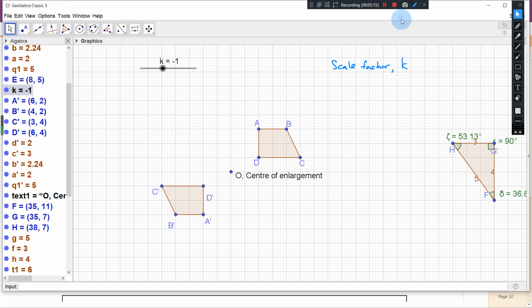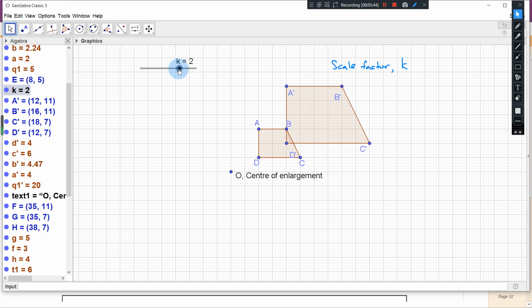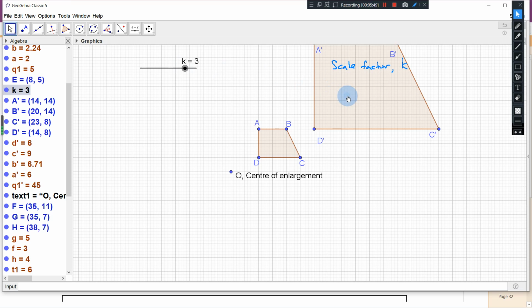Okay? Now, let's look at some examples. When this number is more than 1, it becomes bigger, right? Same side. The scale factor now is 1.5. It means that if you take this side length divided by this, you will get 1.5. You take this side length divided by this side length, you will get 1.5 as well. Okay, now it becomes 2, 2.5, and 3. It becomes bigger and bigger.